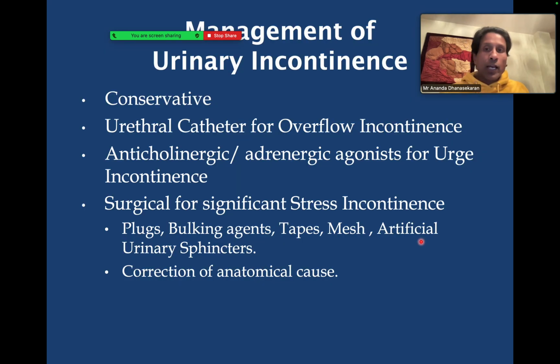If a patient is coming with urinary incontinence, again the treatment can be conservative, which means try to avoid caffeinated drinks, avoid constipation, maintain a good amount of hydration, stop smoking, and avoid excess alcohol. Sometimes the patient may need a catheter if it's overflow incontinence. Medications, as we discussed in the previous slides, and sometimes for stress incontinence there are various surgical options available.